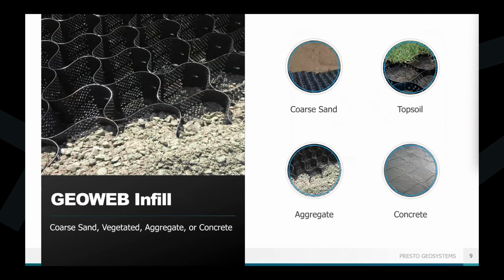So I mentioned two characteristics. The second is going to be what you fill the GEOWEB panels with. There are four main categories of infill that can be used with the GEOWEB system, and it's going to be based on the project type and the required protection that you're looking for. The infill can include things like coarse sand, topsoil to grow vegetation, crushed aggregate, and concrete.